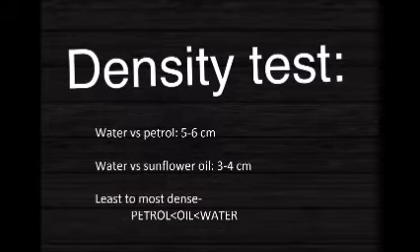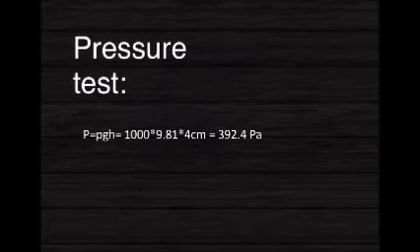Here are the results. First, the density test of water versus petrol. The deviation was about 5 to 6 centimeters. The water versus sunflower oil was about 3 to 4 centimeters. So petrol is less dense than oil and less dense than water. So the pressure test, it's rho g h.